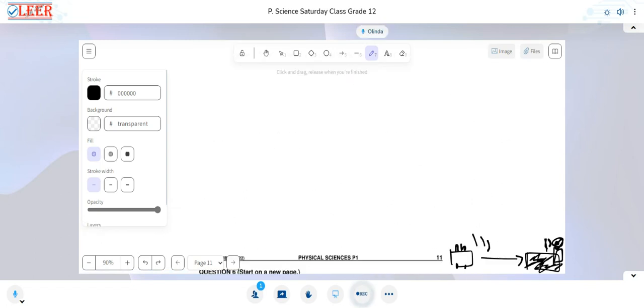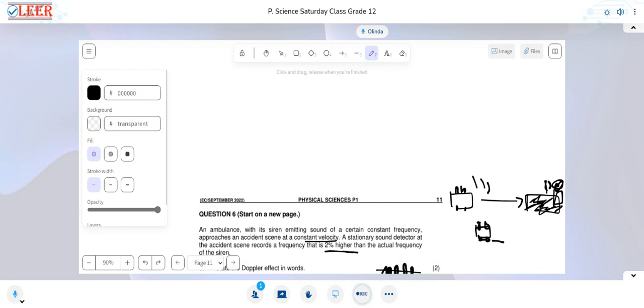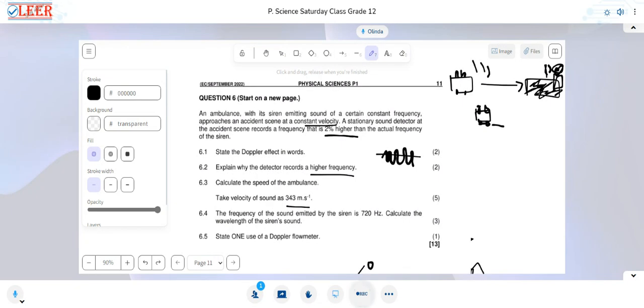I think we'll cover up until there. This is the end of the lesson. We were able to cover electric circuits and your Doppler effect, or your sound waves.